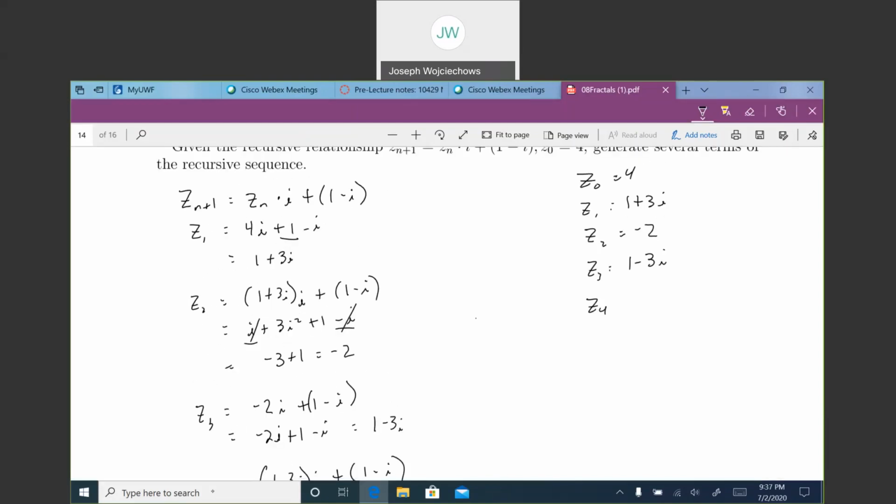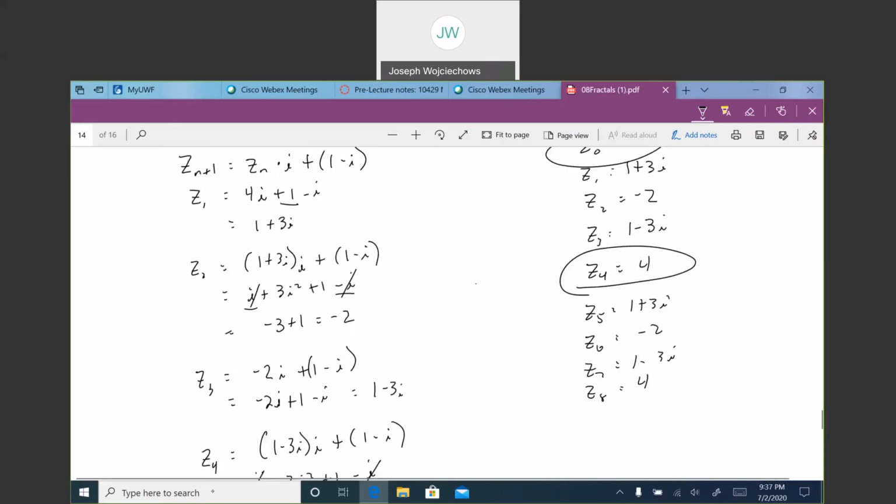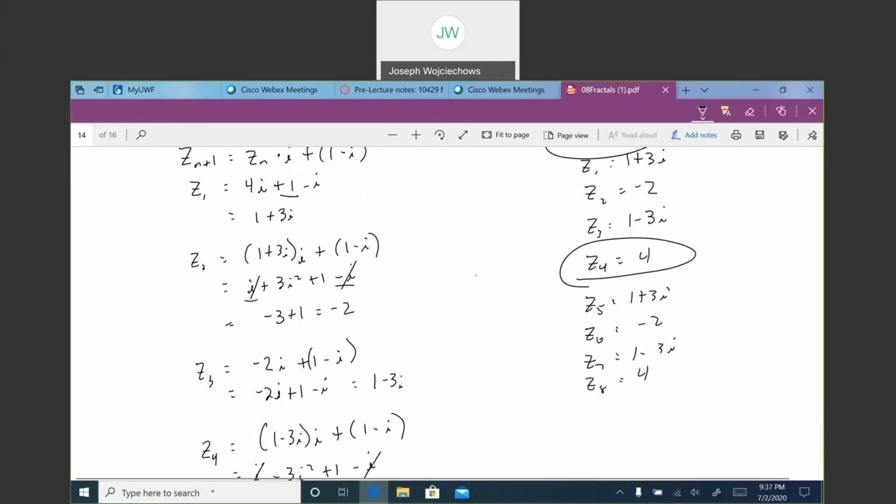So z sub 4 would equal 4. Now, one thing you can see here is we're back where we started. So this is simply going to repeat after this. Z sub 5 is going to be 1 plus 3i. Z sub 6 would be negative 2. Z sub 7 would be 1 minus 3i. And Z sub 8 would be 4. So that would just keep repeating those 4 values.